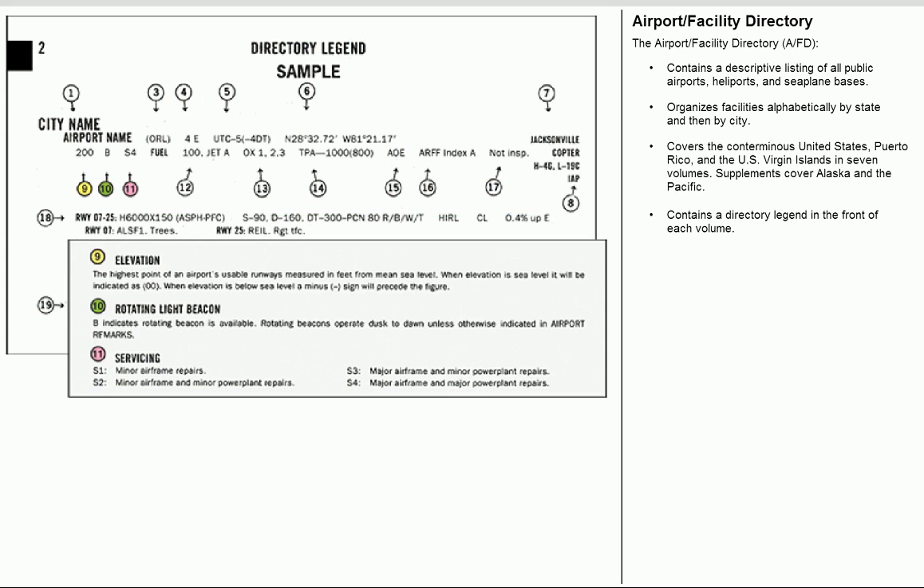To help you interpret the abundance of information in an AFD airport listing, each regional volume contains a directory legend that explains each symbol and term you'll find in the directory. The National Aeronautical Charting Office publishes each volume of the AFD every 56 days and features the effective date on the cover of each volume.